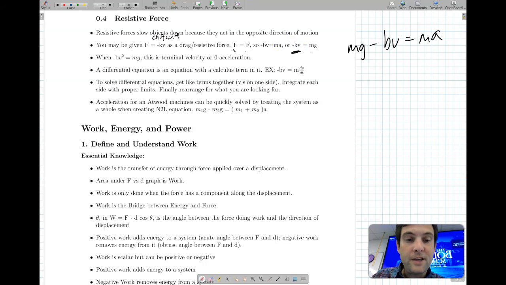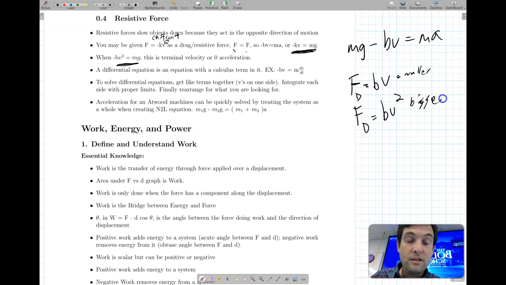So maybe negative kv equals mg. If that's the case, this sometimes will show up as squared, so the drag force has two equations. I will use b. Drag force equals bv squared. This is for smaller objects. This is for bigger objects. You don't need to know that. You don't need to care. Just know that either one of those is just a drag force.